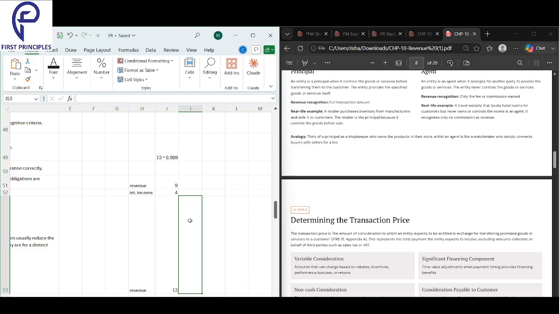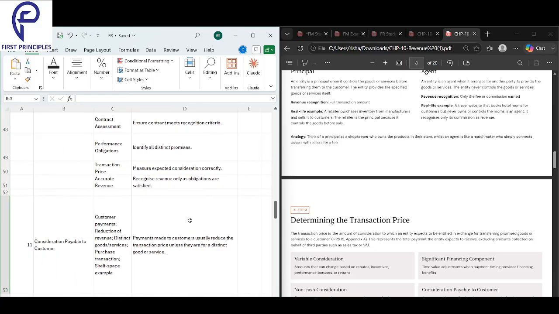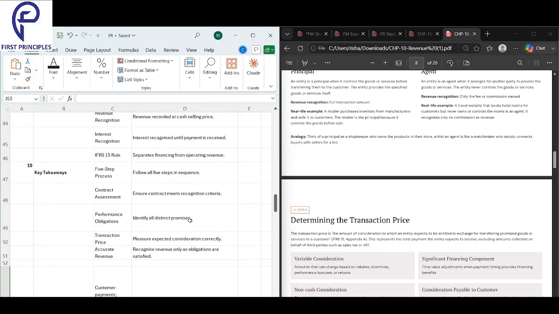Simple. But you don't record it at 13 immediately. You record it at the present value. And as you increase the present value over time, that increases your interest income. That's it. Okay. So that is about the logic here.